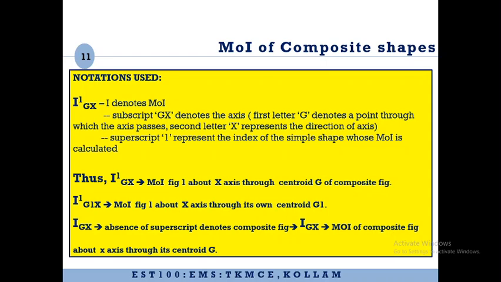And if it is written, for example, in this case as Igx, that is, there is no superscript given. So whenever the superscript is absent, the moment of inertia represents the moment of inertia of the composite figure itself. For example, Igx means moment of inertia of the composite figure about x-axis passing through its own centroid. So you have to be very clear with these notations, and then we can proceed.